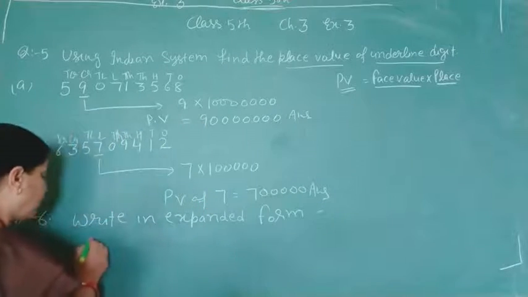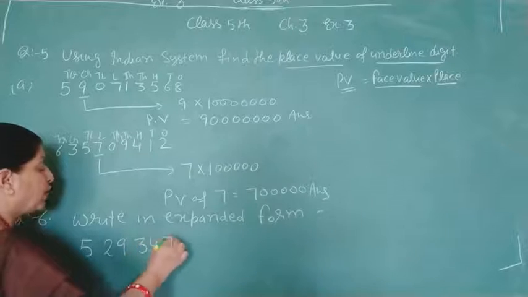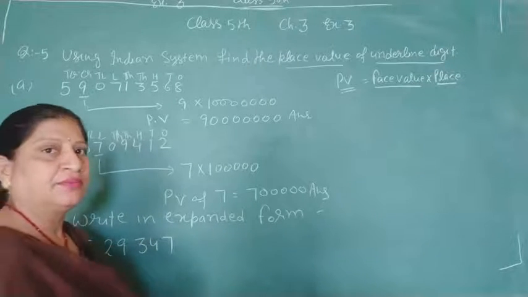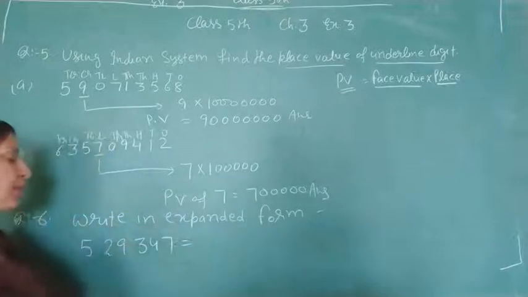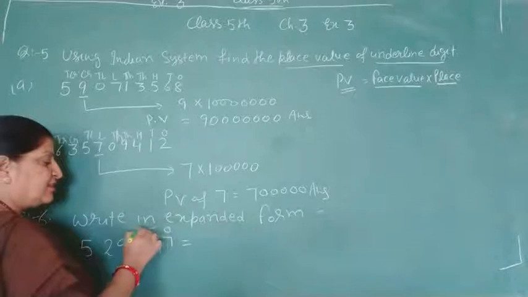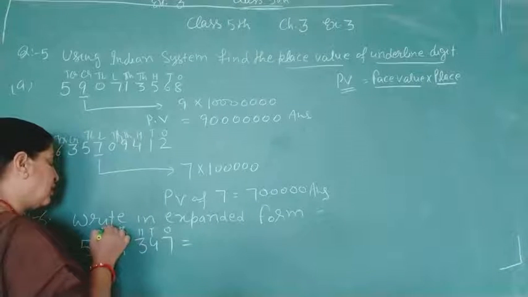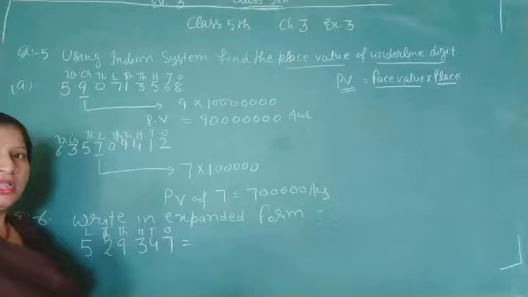Now I write a number, 5,29,347. Now we see this number. First we write the places here: ones, tens, 100, 1000, 10,000, then lakh.